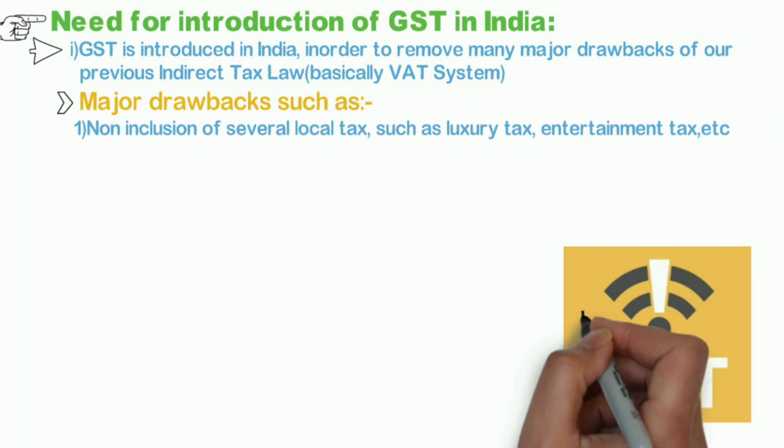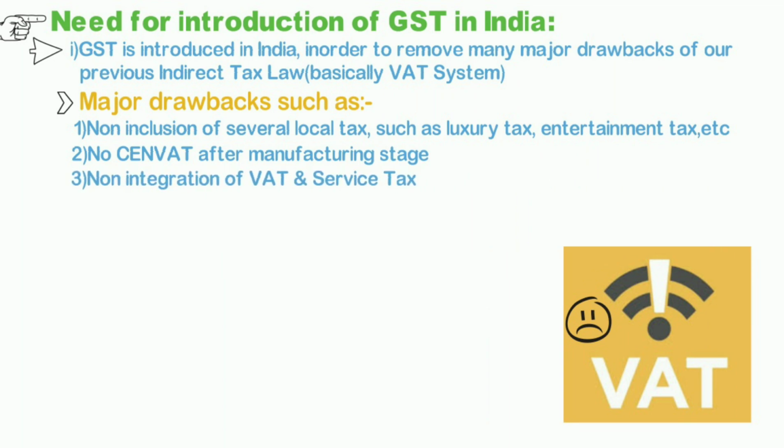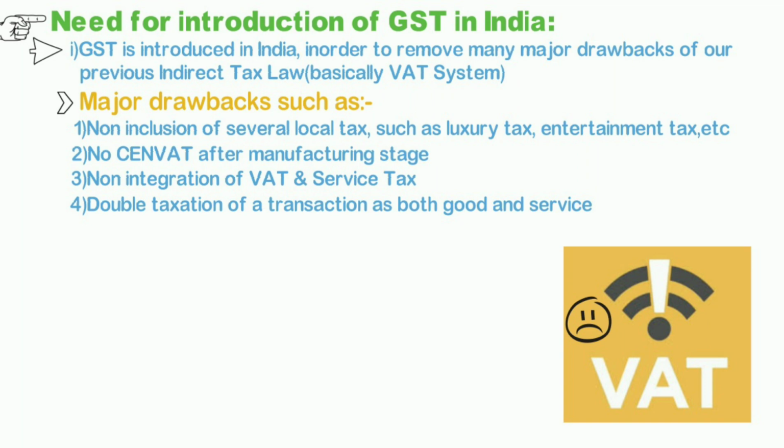So first is non-inclusion of several local taxes such as luxury tax, entertainment tax, etc. Then no set-off after the manufacturing stage. Then non-integration of VAT and service tax. Then double taxation of a transaction as both goods and service, which was the case in hotels. Then the final one is cascading of taxes, that is levy of tax on tax.